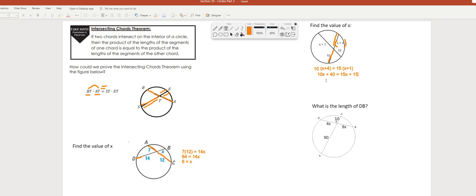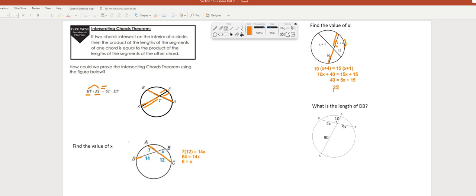Then you're going to subtract 10x. So you're going to be left with 40, which is equal to, if you subtract 10x from 15x, that will be 5x plus 15. The next thing I'm going to do is subtract 40 minus 15, which will be 25.